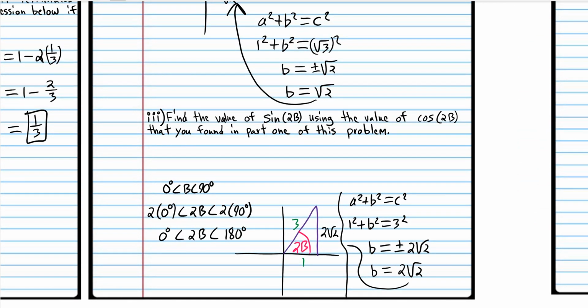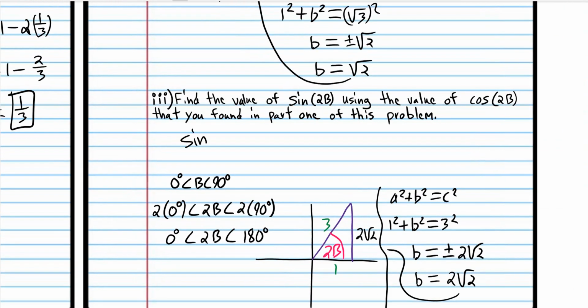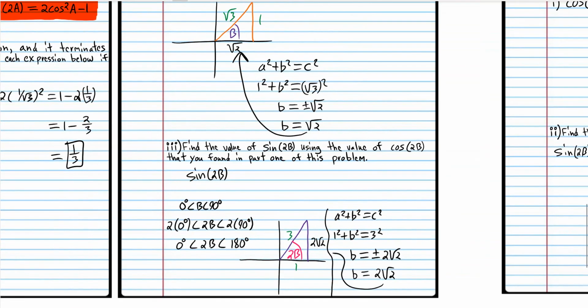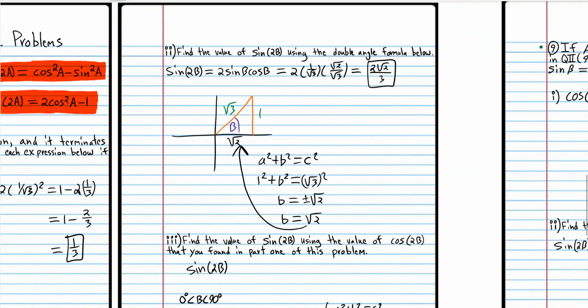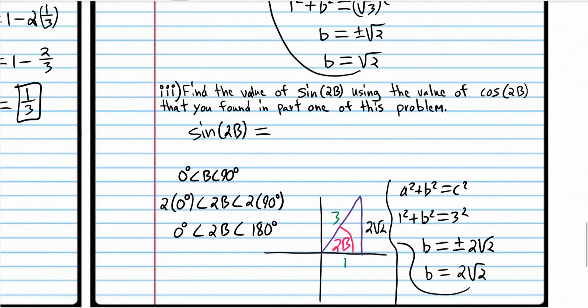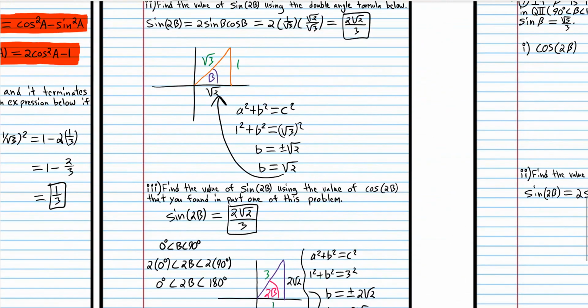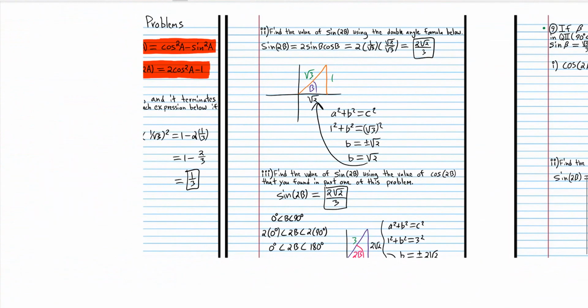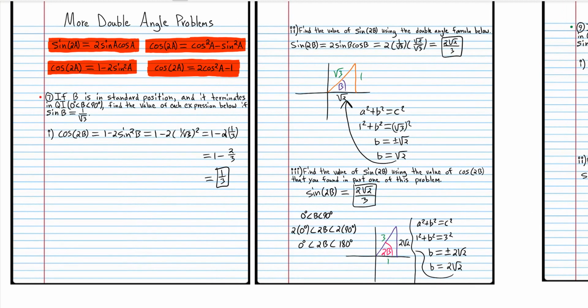And now we can find sine 2b pretty easily, and we should get the same answer that we found up here. So sine 2b is the opposite side, 2 root 2, over the hypotenuse. And you can see that we got the same answer. So that just demonstrated two different ways to find sine 2b. We could use the double angle formula, or we could use the value of cosine 2b that we found earlier.